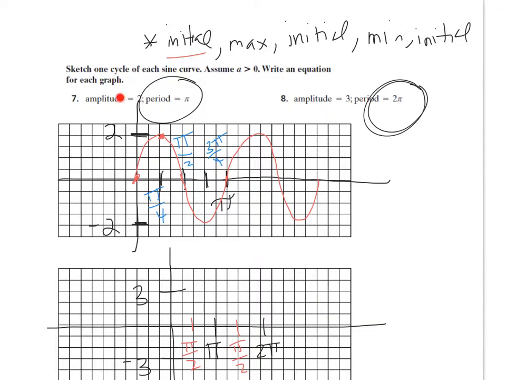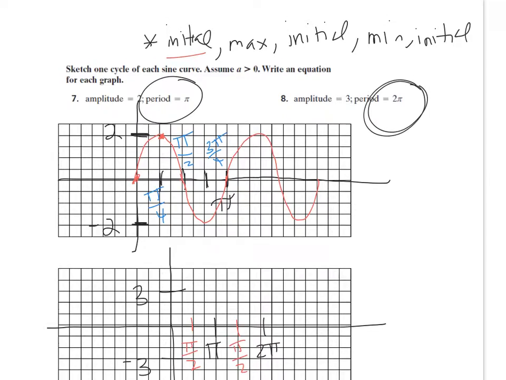Then I marked off the amplitude, and I went up 2 units, down 2 units. So the sine follows a pattern of start at 0 or your initial part, go up to the max, go back to the initial, go to the minimum, back to the initial. So when I look at it, I almost feel like this makes a backwards upside down S for sine. That's how I remember it. And then the pattern continues.